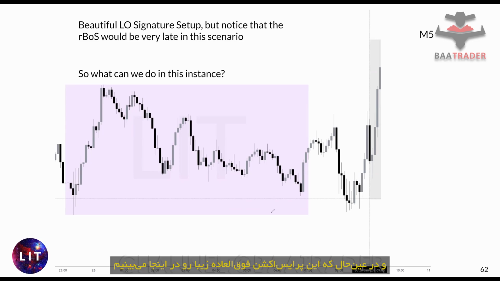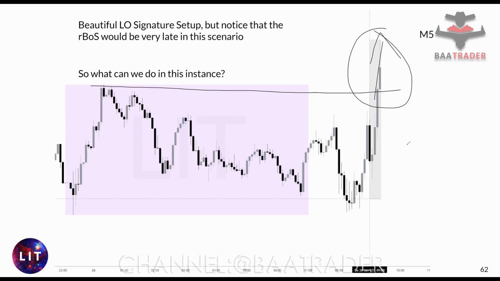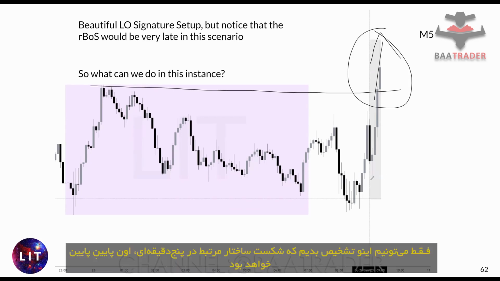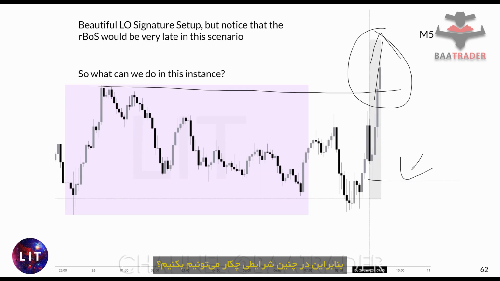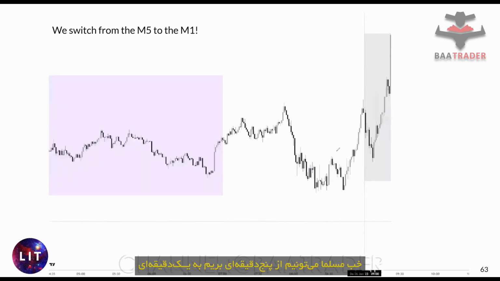And what we already see with this beautiful price action in here, there's just one not so nice thing: we had our crazy inducement high out of Asia range and perfect London time window. We can only identify that the relevant break of structure on the M5 would be all the way down there. So what can we do in this instance? We can obviously switch from the M5 to the M1.